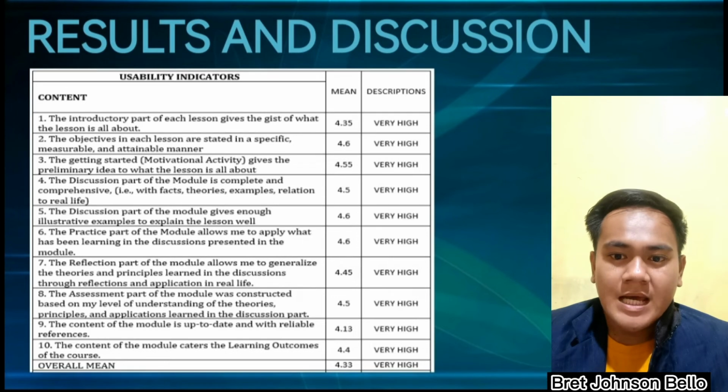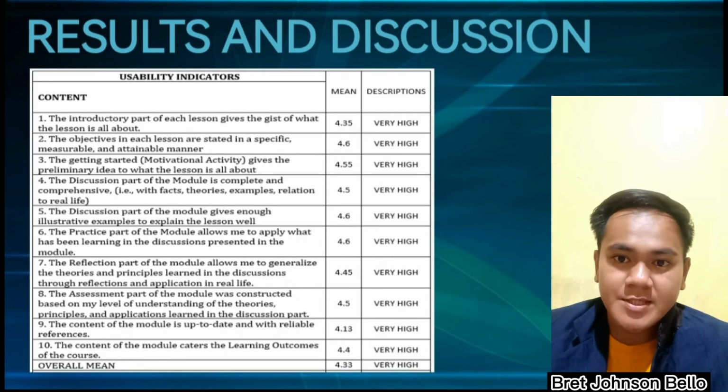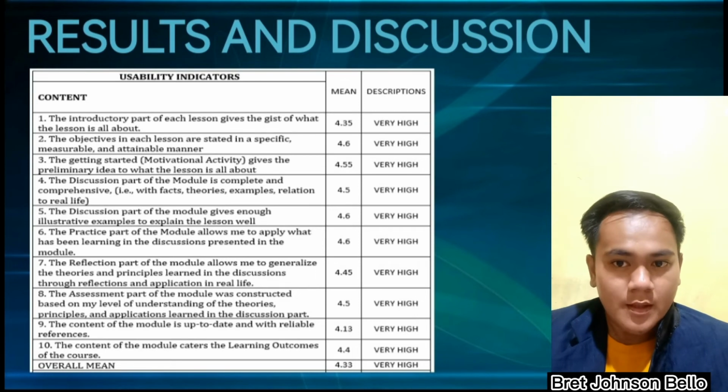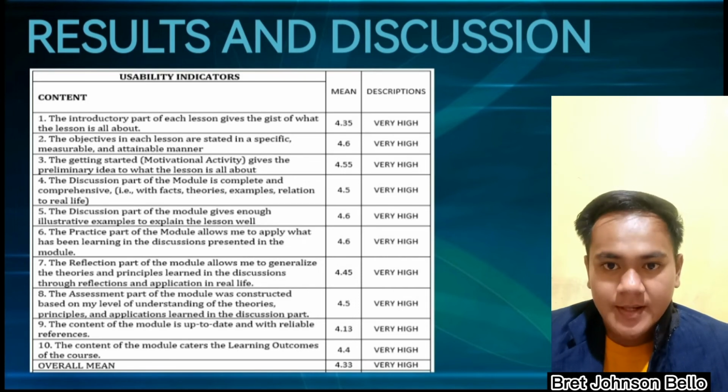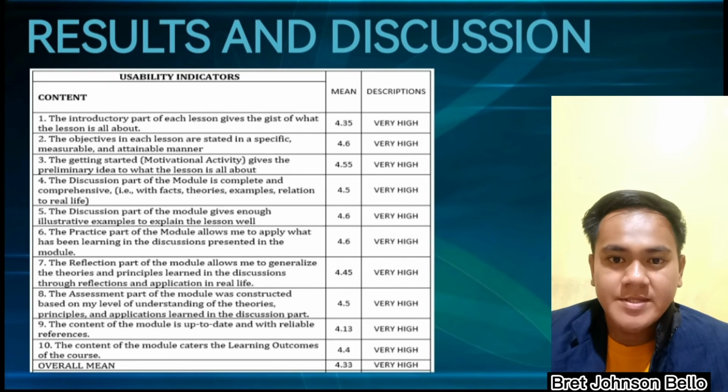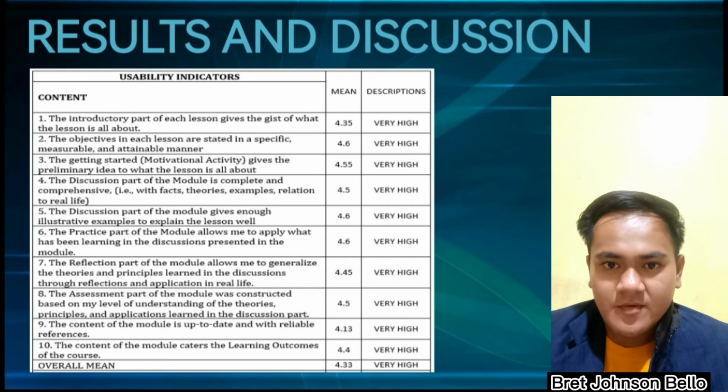Results and discussion. After gathering the data, the variables that have been considered are the indicators in the survey questionnaire: content, format, gamified features, interactivity, and learning and support. The summary of findings is derived after students answered the survey form. So here is the table for the results. Overall, the usability of the developed gamified module has a total of 4.33, which is very high.